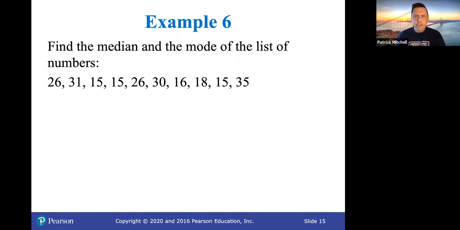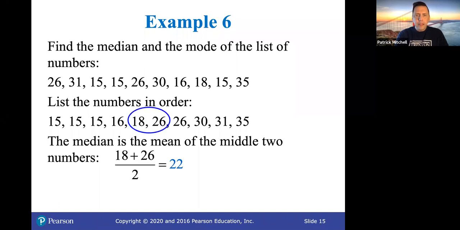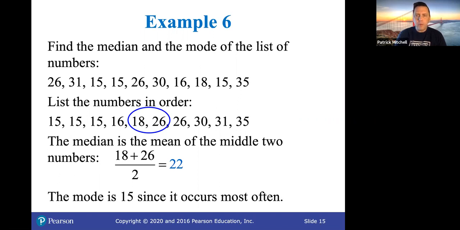All right, here's another example. They want me to find the median and the mode. There are 1, 2, 3, 4, 5, 6, 7, 8, 9, 10 numbers there, an even amount. So this is going to be another one of those situations where I'm going to take the average of the middle two to find the median. 18 plus 26 is 44. 44 divided by 2 is 22. So that's the median. And when these numbers are listed in order, it's easy to see that the one that occurs most often is 15. So that would be the mode.